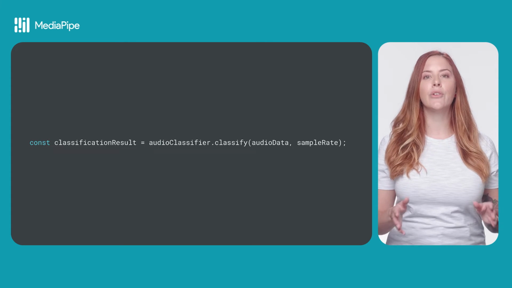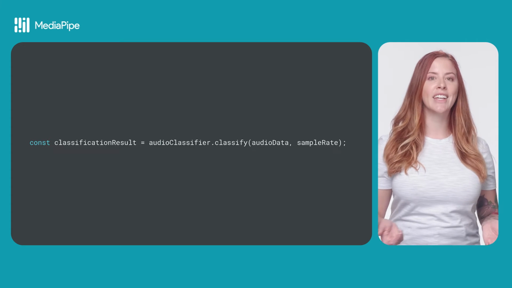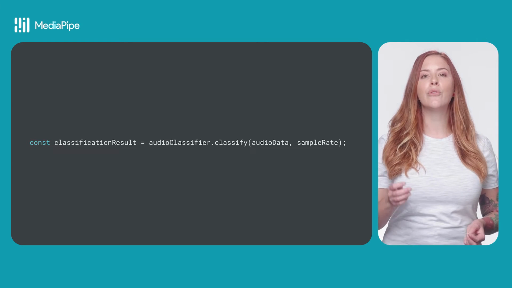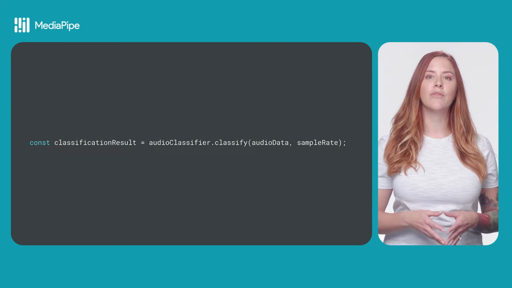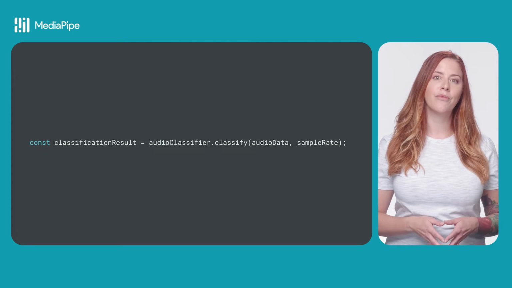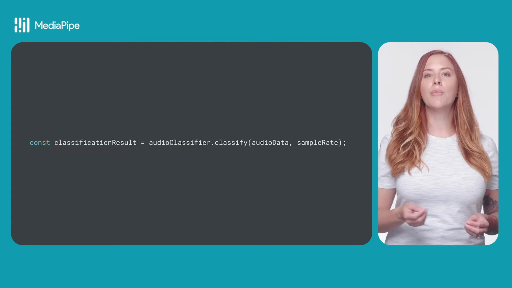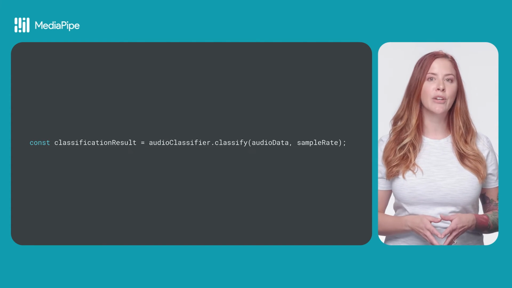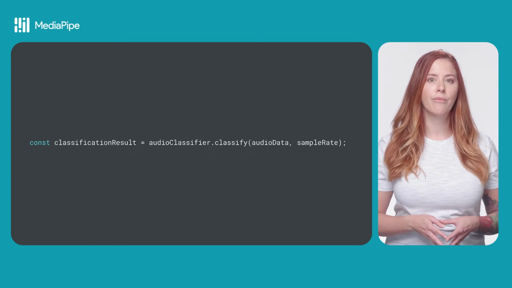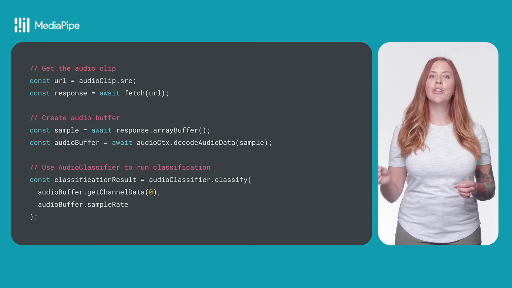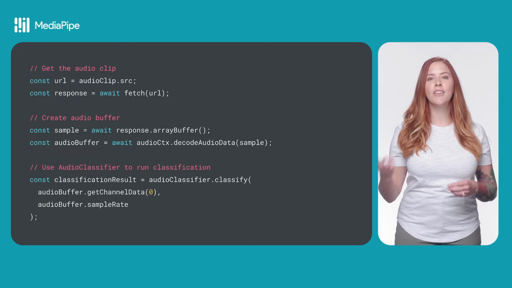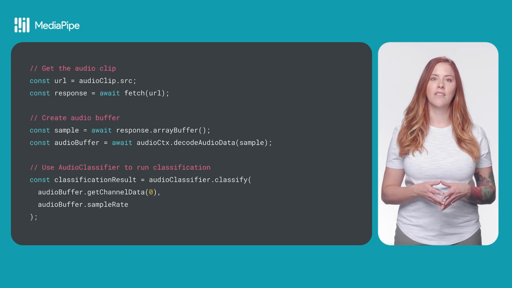This function is synchronous, which is good to keep in mind when designing your UI. Audio data is a Float32 array of raw audio capture data, like that from a call to getChannelData on an audio buffer. Sample rate is the sample rate in hertz of the provided audio data. If not set, the default value is 48,000. So, for example, you can create an audio buffer and then pass its channel data from the first channel and the sample rate to the classify method.